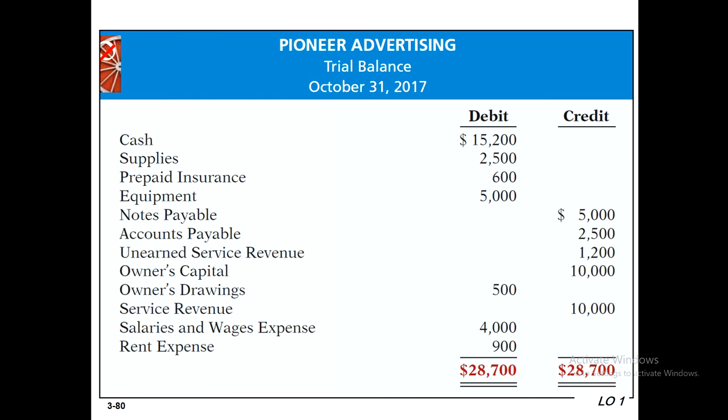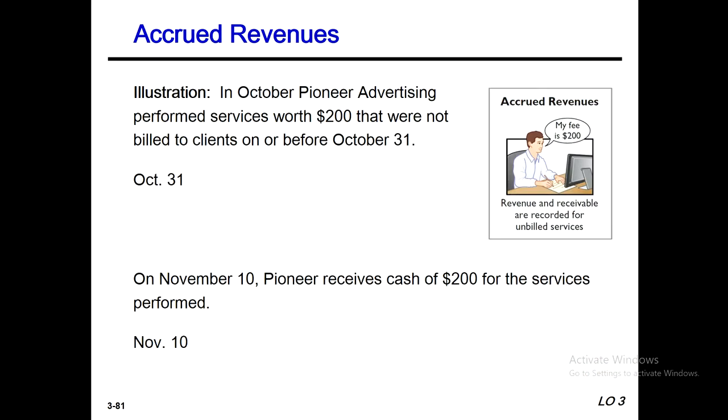Now the trial balance of Pioneer Advertising. We are considering this trial balance to prepare the adjusting entries. So accrued revenues: Pioneer Advertising performed services worth 100 taka. These transactions were not billed to clients on or before October 31st. You know that October 31st is the day we are preparing our financial statements. So up to date, they were not billed to clients.